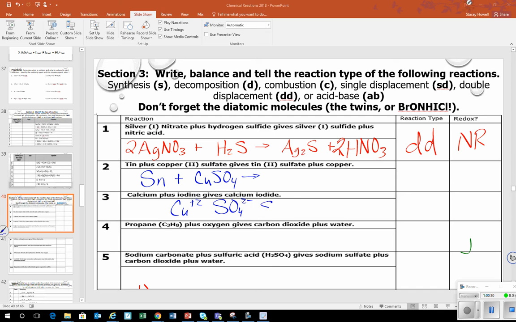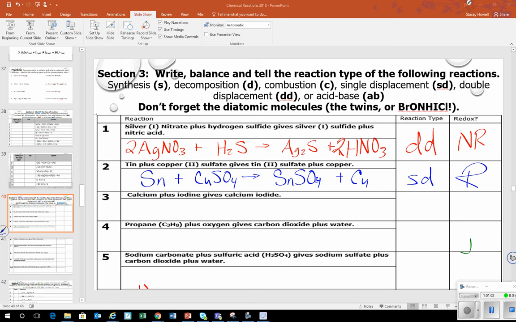CuSO4 gives an arrow, tin 2 plus. Sulfate was the -2 again, so +2 minus 2, I'm just going to smash them together, always writing my positive first. That's a 4, by the way. Plus copper. Okay, is it balanced? It is balanced. What type is it? Single displacement. Is it a redox?